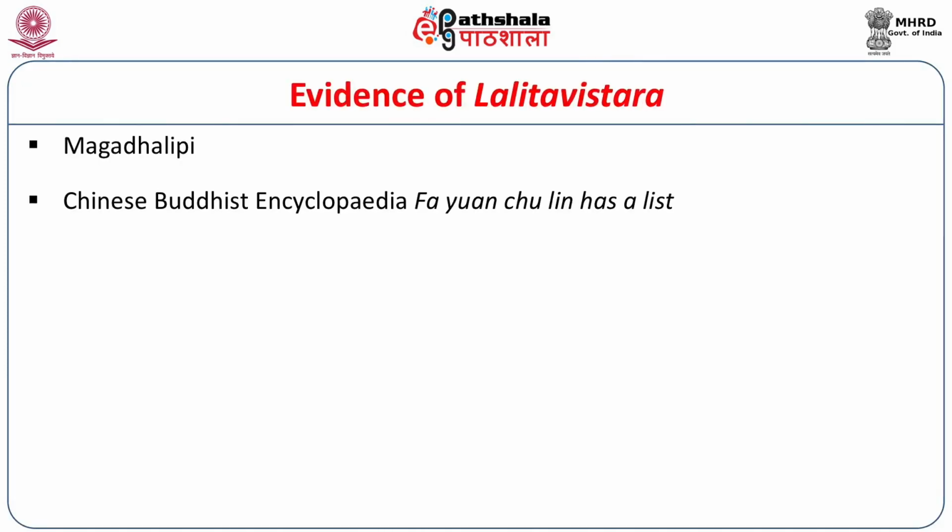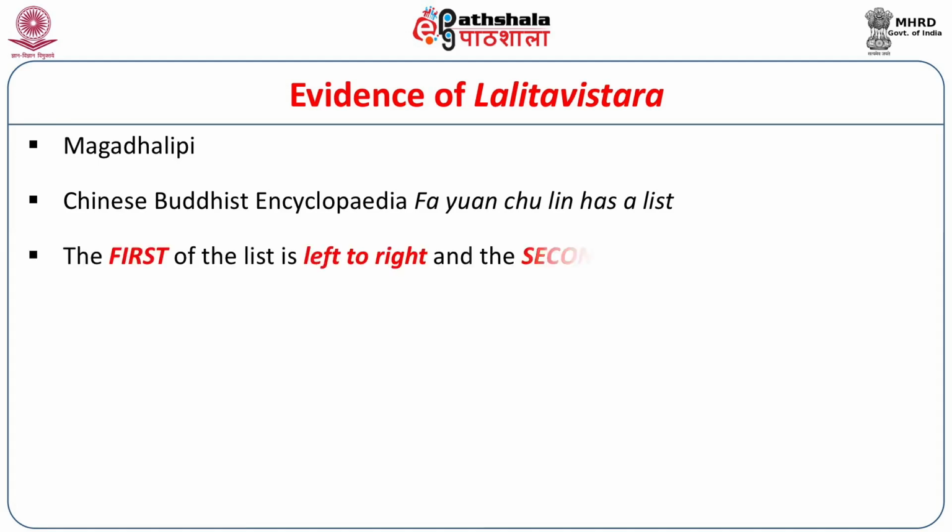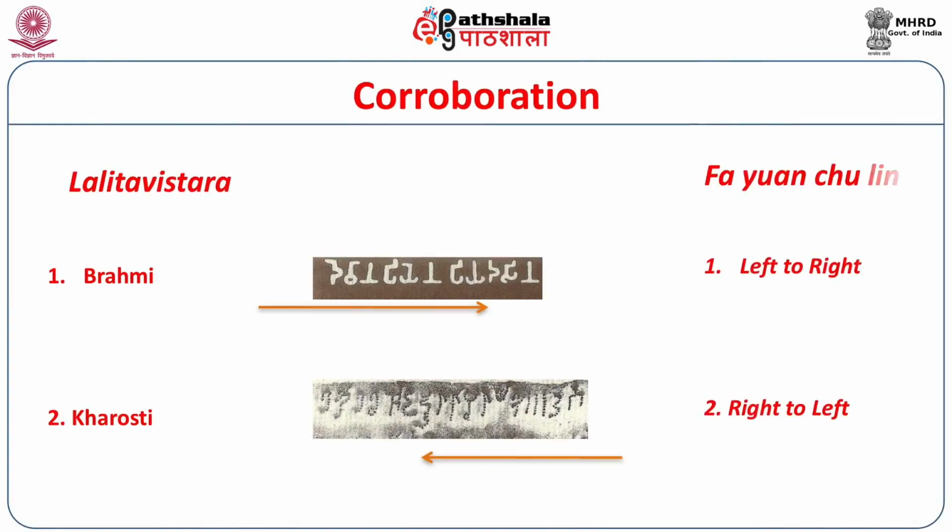A Chinese Buddhist text, on the other hand, an encyclopedic text called Fa Yuan Shulin, has again a list of some scripts, but it does not record the names of the scripts. It records, on the contrary, the direction in which these scripts were written. If we see this list, we find that the first script of the list is written from left to right, while the second script of the list is written from right to left. This is very interesting. Now, how do we corroborate these two evidences?